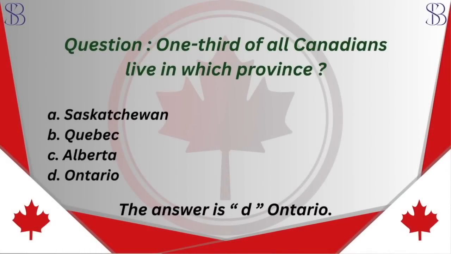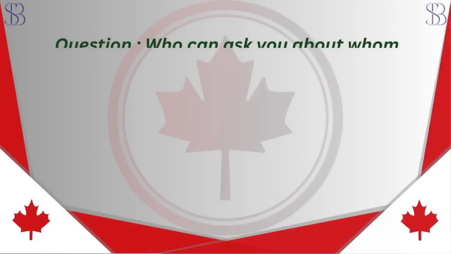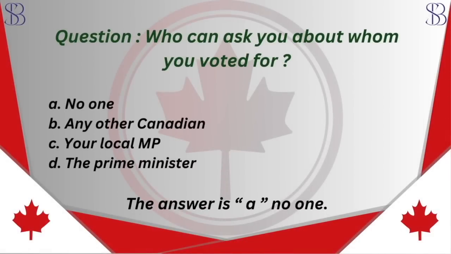Question: one-third of all Canadians live in which province? A. Saskatchewan. B. Quebec. C. Alberta. D. Ontario. The answer is D. Ontario. Question: who can ask you about whom you voted for? A. No one. B. Any other Canadians. C. Your local MP. D. The Prime Minister. The answer is A. No one.